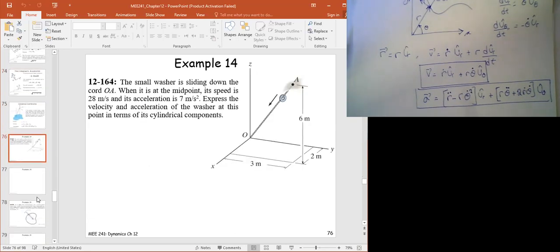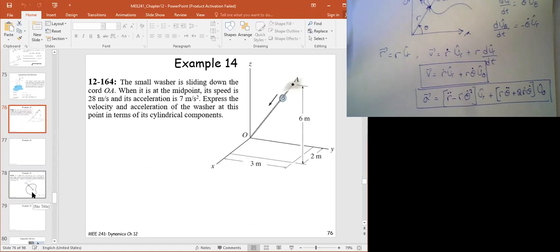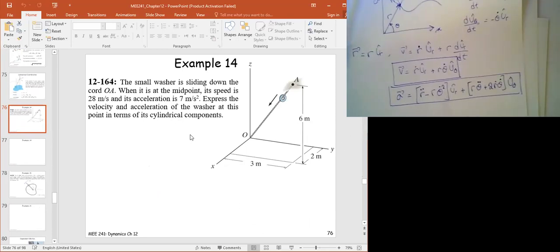All right, guys. So what I would like to do is let us work on this example here. In this example, we have a small washer that is sliding down the chord OA. We didn't do the 3D part yet. Here, UR and U theta are vectors that are always in the horizontal plane.